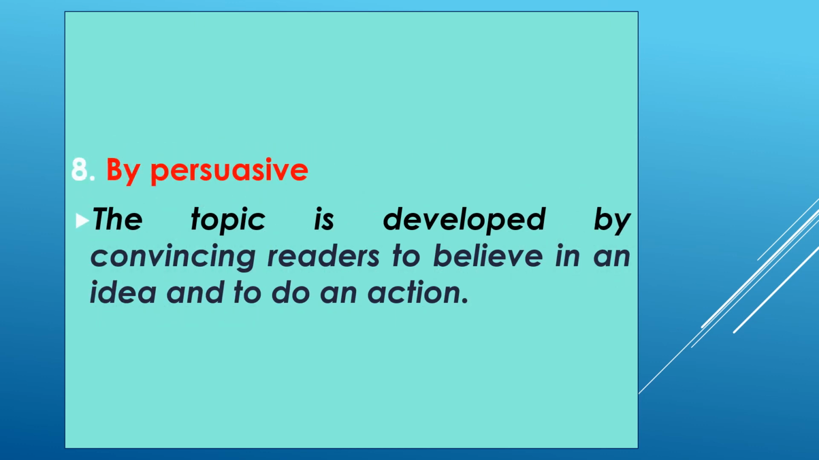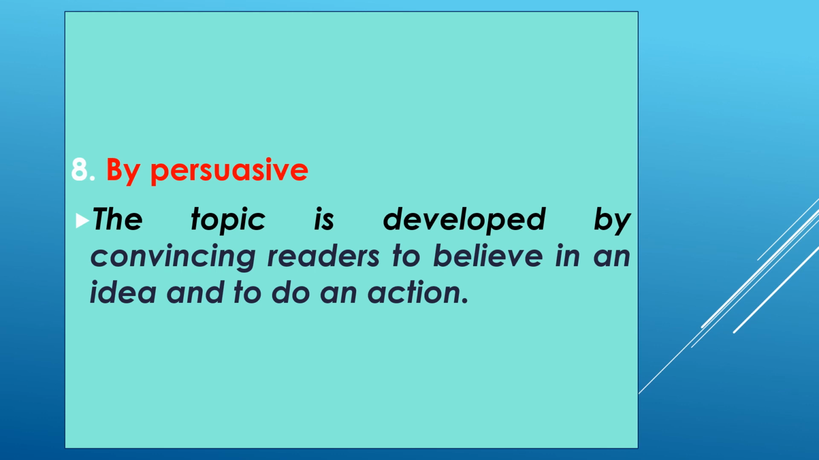The eighth and final way to develop a paragraph is by persuasion. Here, the topic is developed by convincing readers to believe in an idea and to do an action. Many writings, such as critiques, reviews, reaction papers, editorials, proposals, advertisements, and brochures, use different ways of persuasion to influence the readers. Persuasive text can be in the form of argument, discussion, exposition, review, or even an advertisement.